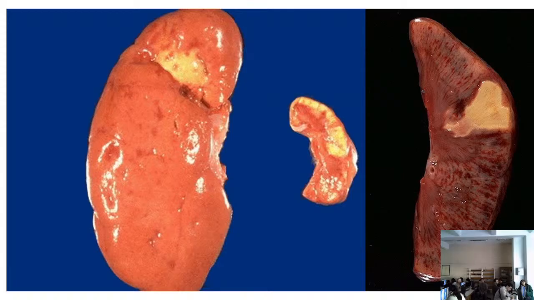This triangular shaped infarct, which is of pale color. Why? Why is it pale and not hemorrhagic? Can you tell me this macroscopic feature? Why is it a pale infarct?